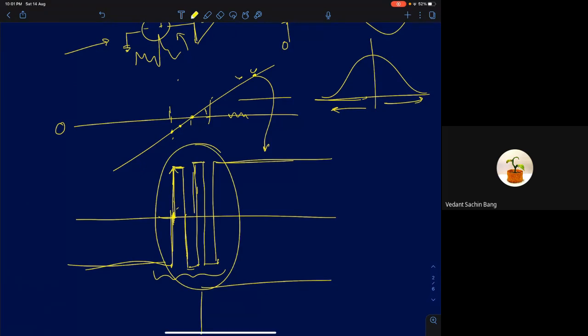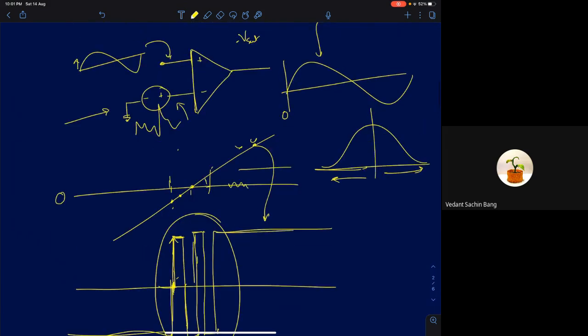So this is the problem. This is a genuine, practical problem with using an operational amplifier in open loop as a sine wave to square wave converter. Now, I'll just ask you a few more questions.